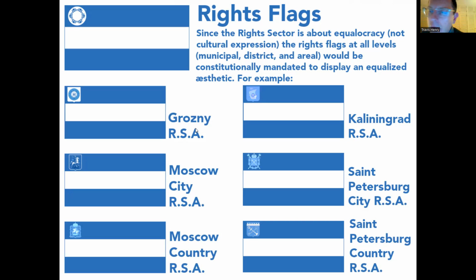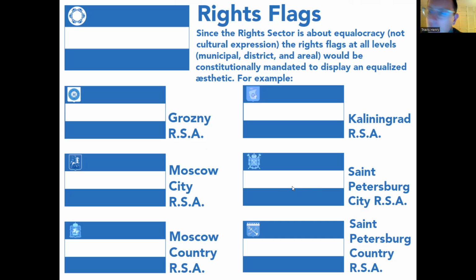But the boundaries, we're suggesting those political boundaries stay the same, but that they be purified as rights states. And these are as rights service areas. So Moscow City RSA, Moscow Country RSA, Kaliningrad RSA over in the Baltic, St. Petersburg City RSA, St. Petersburg Country RSA.